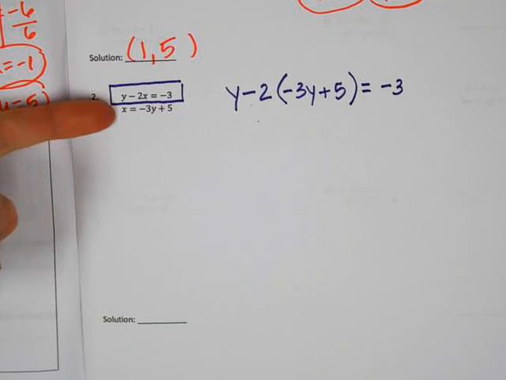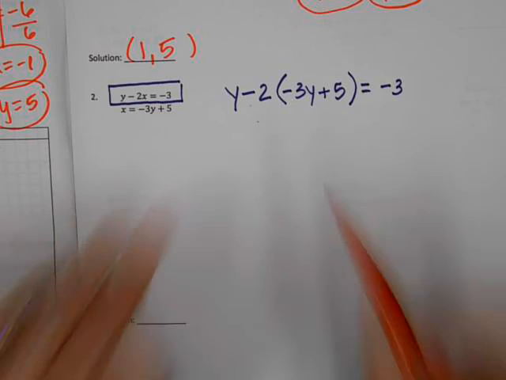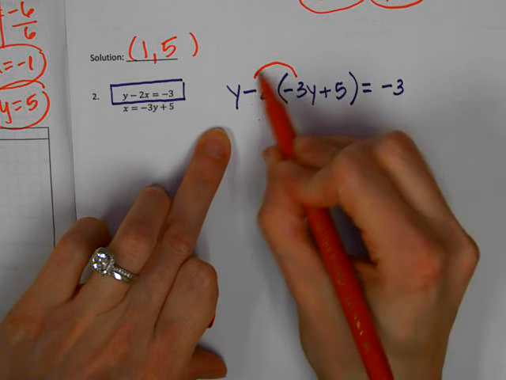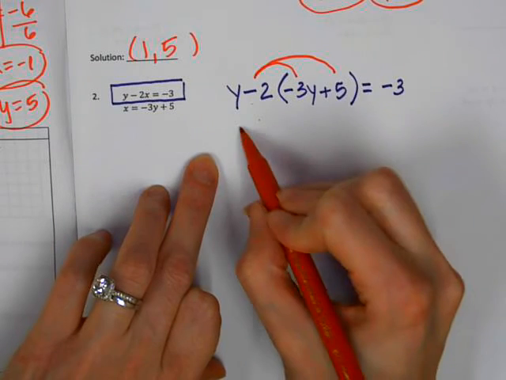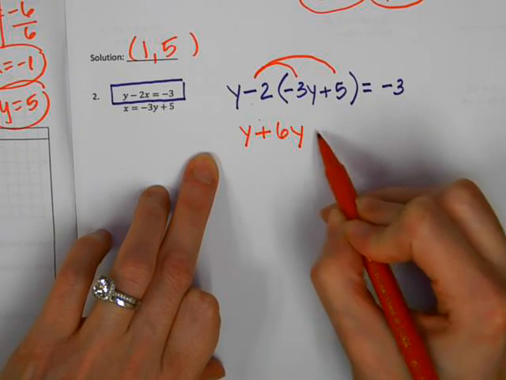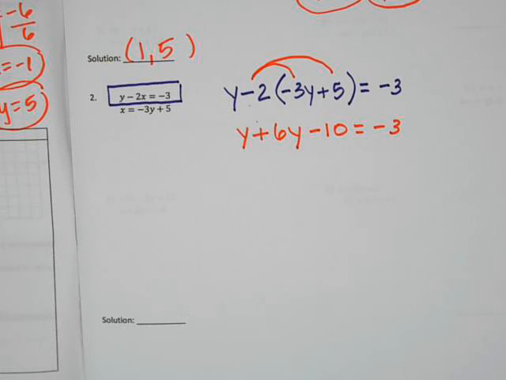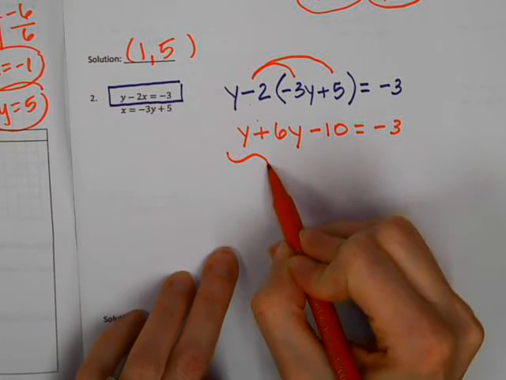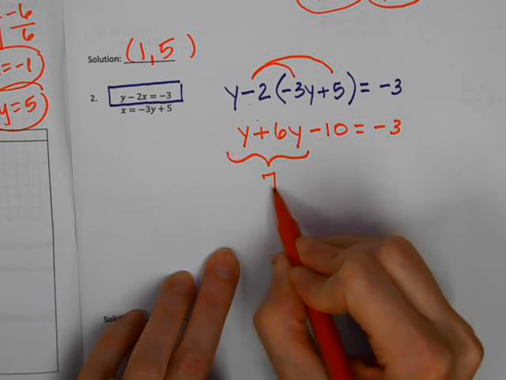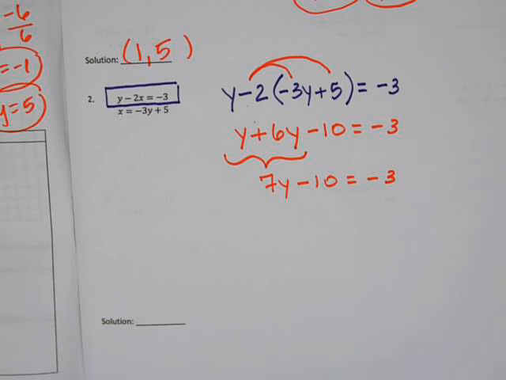So you can substitute x or y, whichever one's isolated. And then now the easy part, just solve. So we're going to distribute a negative 2. It's going to be y plus 6y minus 10 equals negative 3. And then we're going to add like terms. 1y plus 6y is 7y minus 10 equals negative 3.